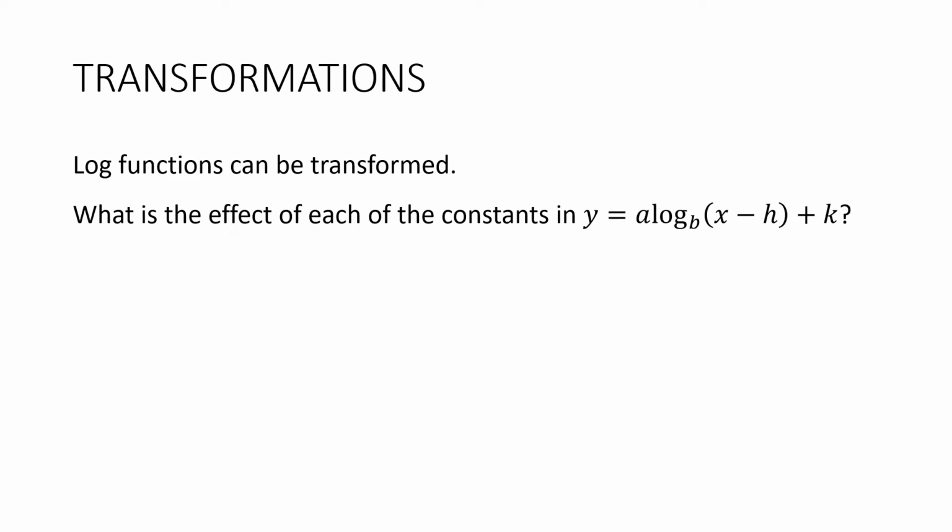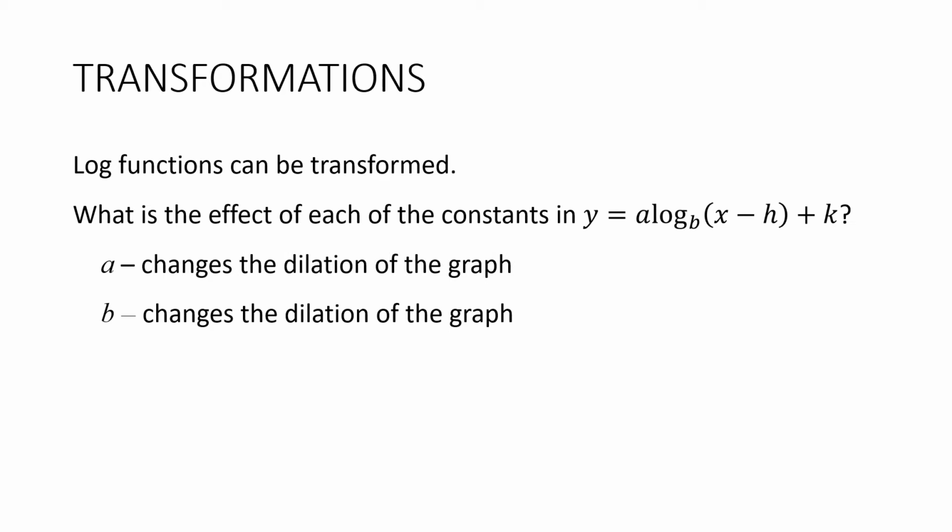So suppose I take this really complicated function here, y is equal to a log base b of (x minus h) plus k. What is the effect of each of those constants, a, b, h, and k, on the basic log graph? We just talked about changing the base, didn't we? We said that's going to change the dilation or how steep it is. That's also the case with a. It's a different change, but we're not going to go into that at this stage.